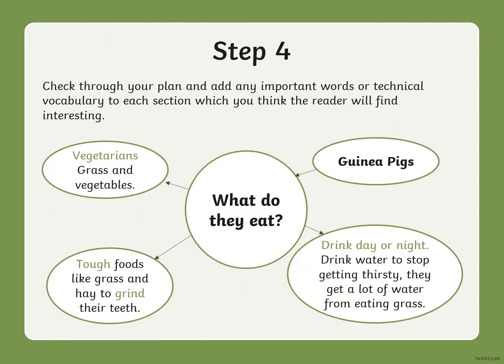Step 4. Check through your plan and add any important words or technical language to each section that you think the reader will find interesting. For example, for the grass and vegetables, we've now added in that they are vegetarians. In the foods like grass section, they've added tough foods and hay to grind their teeth, and they've added in that they drink day or night. This little bit of extra information will just help the reader learn even more about guinea pigs.